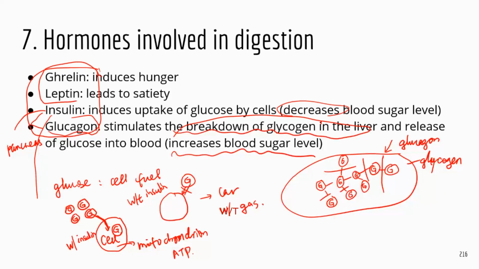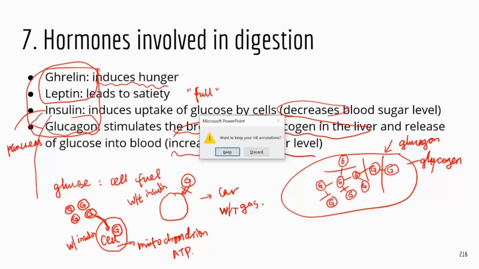The next two, leptin and ghrelin. So leptin leads to satiation. Basically, leptin will give you the feeling of being full, like you have had enough food. So that's what leptin does. Ghrelin does the opposite. It induces hunger. So ghrelin is produced in the stomach, and when ghrelin is produced, that's when you feel a little bit hungry and you want food. Okay, so those are the hormones involved in digestion.